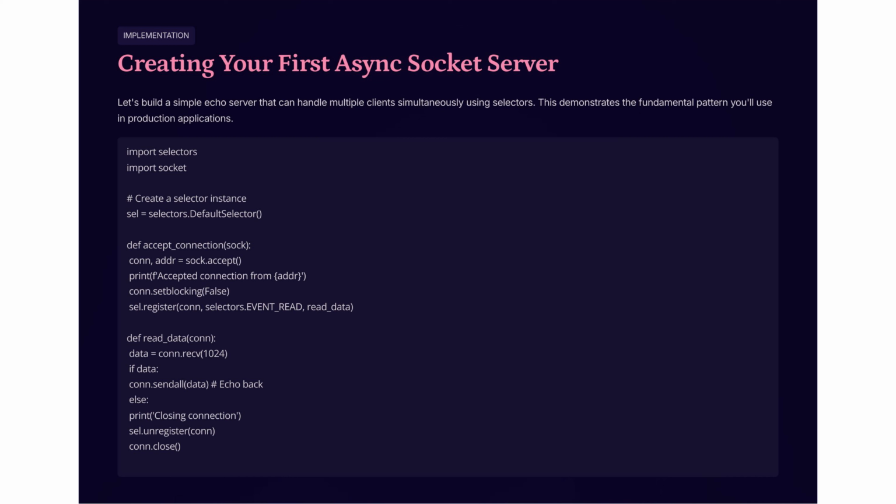To implement an async socket server, create a selector instance and a non-blocking server socket. Use the selector to register the server socket for read events. Define functions to accept connections and read data. When data is received, echo it back. If no data, close the connection. This pattern efficiently handles multiple clients.